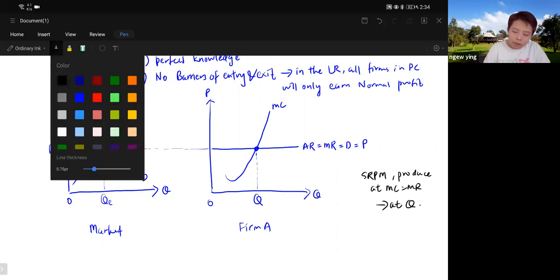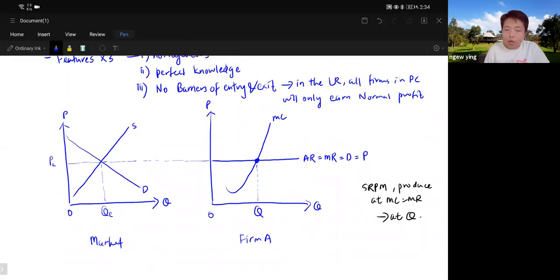And lastly, just now we mentioned that in the long run, because of the nature of no barriers of entry and exit, perfect competition firms can only achieve normal profit, which means at Q, AC equals AR. The lowest point of AC must intersect with MC.